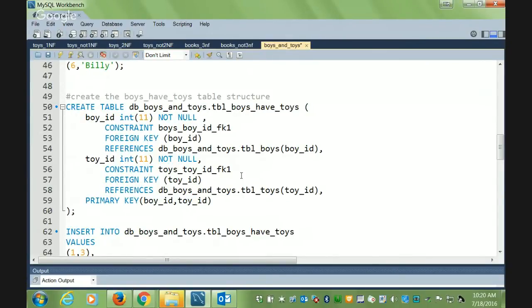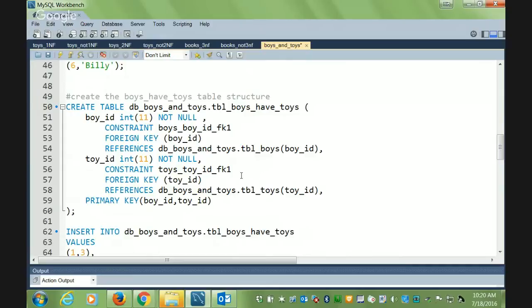So this information is kept in this table. This boy has this toy. That's the only information that is present, right? So the boy ID will come from the boys table and the toy ID will come from the toys table. Those are the two tables from which we draw. I don't have any other field in this table. That's the only information I'm keeping. So this table is in third normal form. There is nothing else, right?